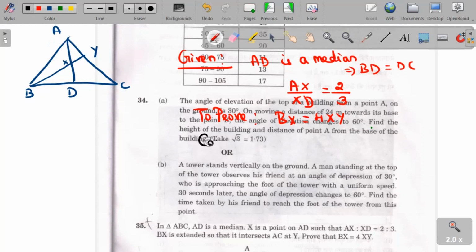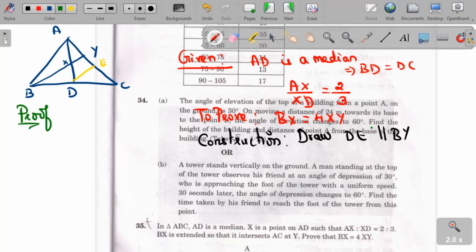So the construction in this case is going to be to draw a line DE that will be parallel to XY or BY. So this is DE parallel to BY or XY, whichever way you list it out. So I'm going to list the construction: draw DE parallel to BY. By BY it will automatically become parallel to XY, so that's understood in the construction. Now let's start with the proof.